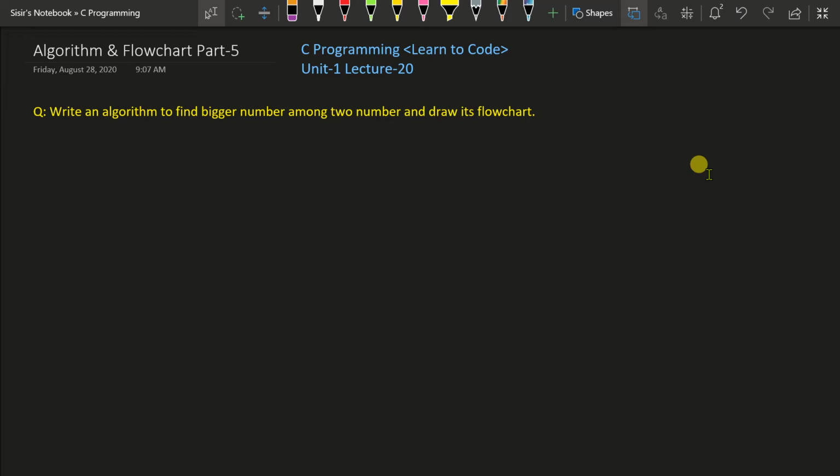In this particular part we are going to solve a problem related to algorithm. And what is that question? The question is: write an algorithm to find out the bigger number among two numbers and draw its flowchart. Suppose this is given to you. We want to find the bigger number among two numbers. So how to write the algorithm for that?